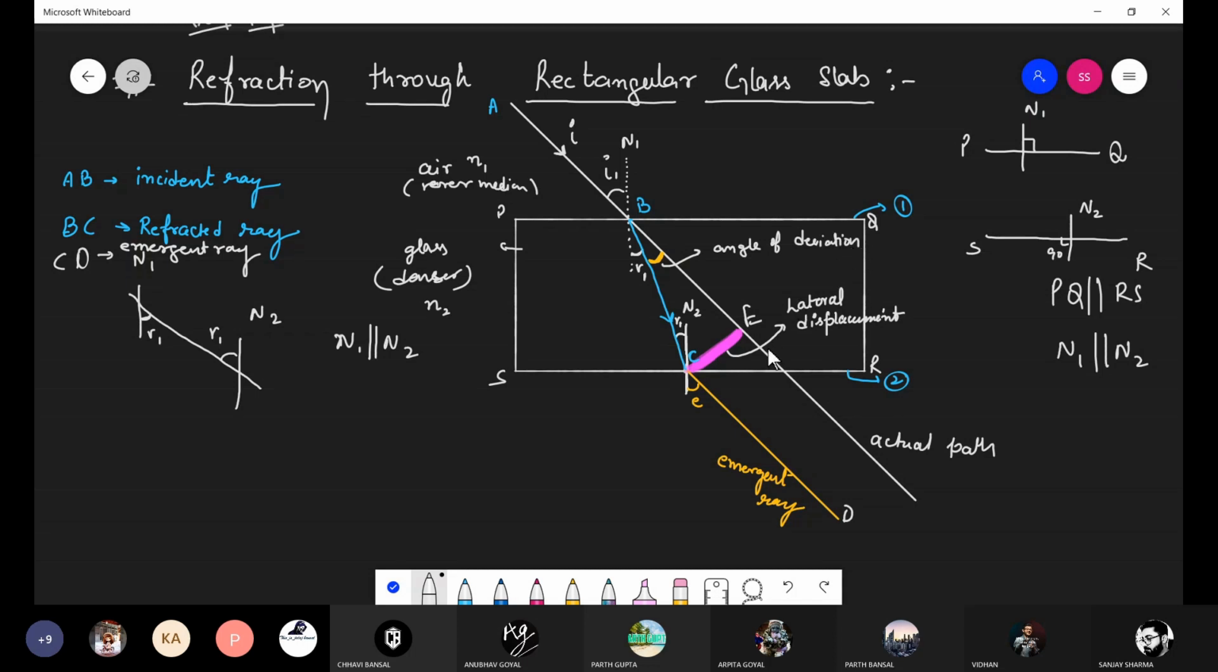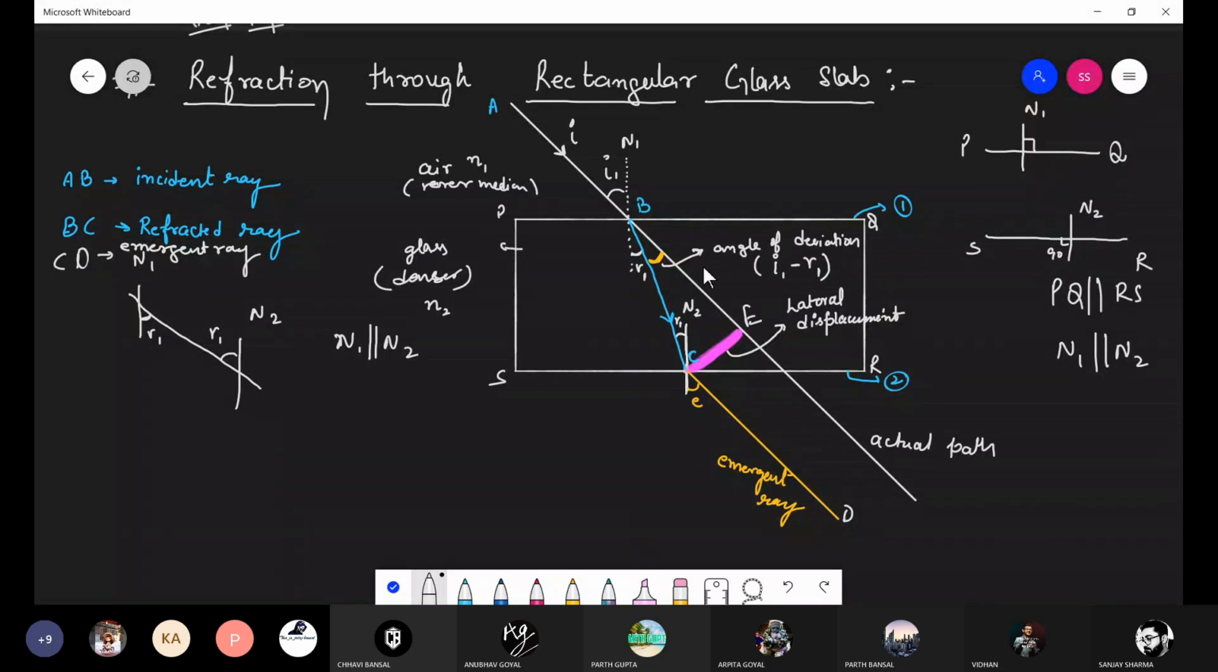Angle of deviation is how much light is deviated from its original path. The angle of deviation tells how much the refracted ray deviates from its actual path. That is what the angle of deviation is, and its value is I1 minus R1. Did everyone understand this point, the value of the angle of deviation?